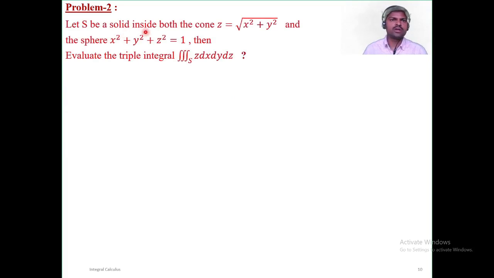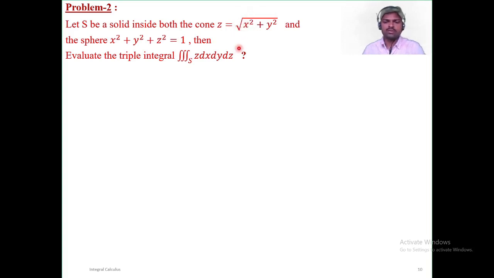Next one, problem number 2. Let S be a solid inside both the cone z is equal to square root of x square plus y square and the sphere of radius 1. Then evaluate the triple integral z into dx dy dz over the solid S. And look at the cone z is equal to square root of x square plus y square. If this root is not there, that is called a paraboloid. Since the root is there, it is a cone equation.